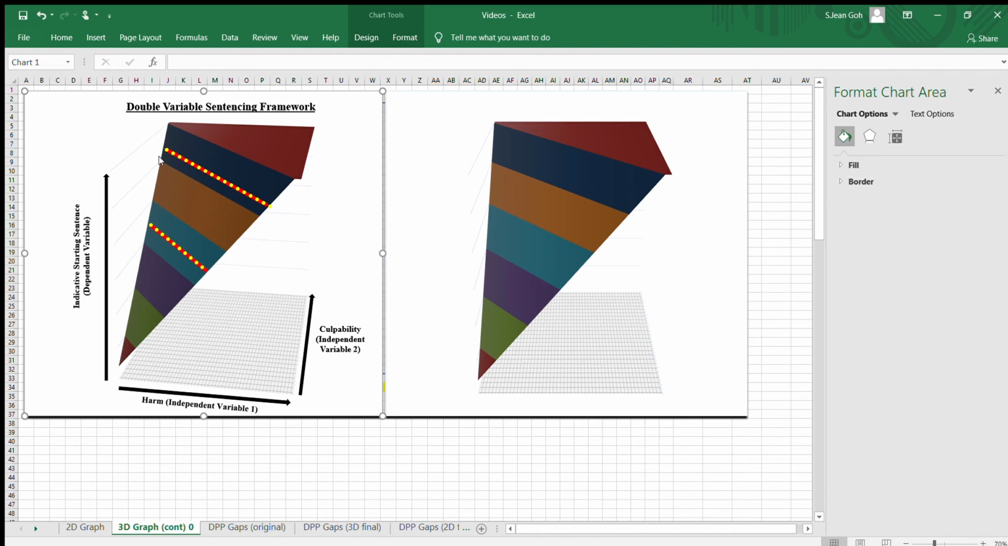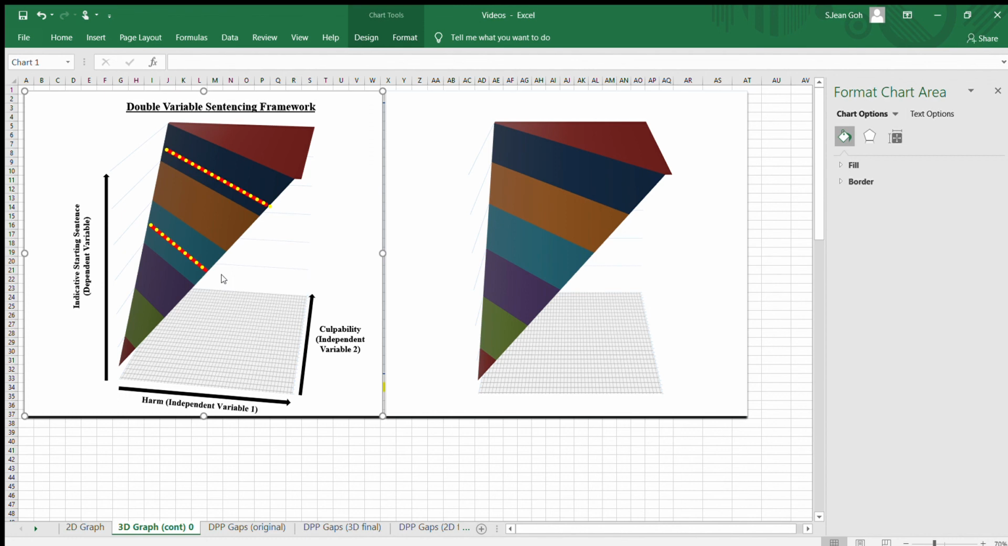For illustration purposes, I have drawn out just two of the numerous lines of different indicative starting sentences as depicted in red. This is the first line. This is the second line. These are elevation lines of equal sentences because the indicative starting sentence is the same along each and every point on each of those red lines. Each part of the red line is at the same vertical height.